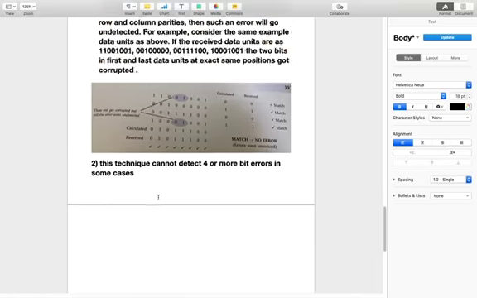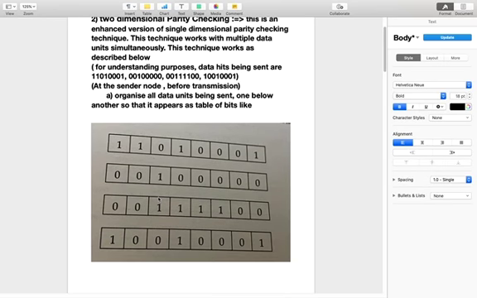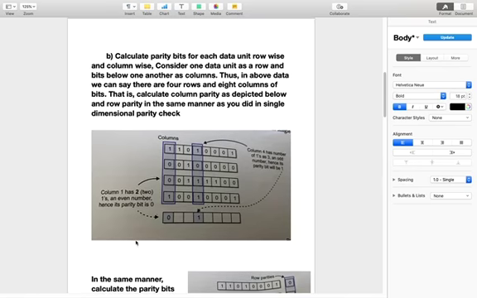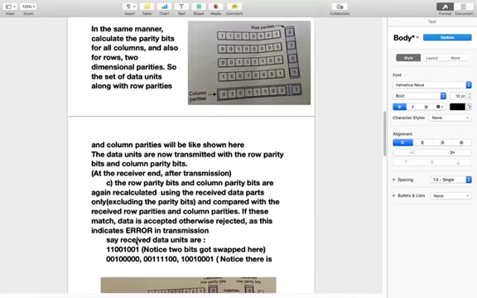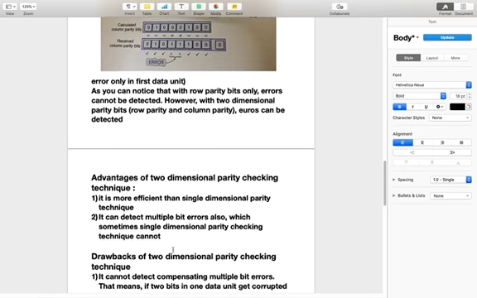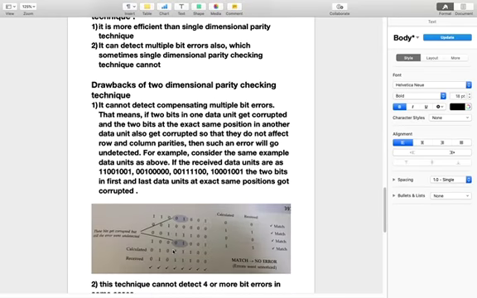So today we learned about our second method of error checking, two-dimensional parity error checking. This checking is done by calculating the row and column parity bits. After this, if at the destination node the column and row parity bits match, then the data is accepted, otherwise it will be rejected. Then we learned the advantages and disadvantages of the two-dimensional parity checking technique.